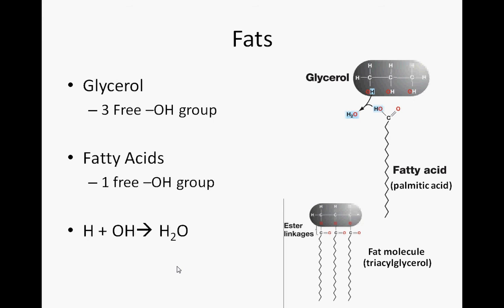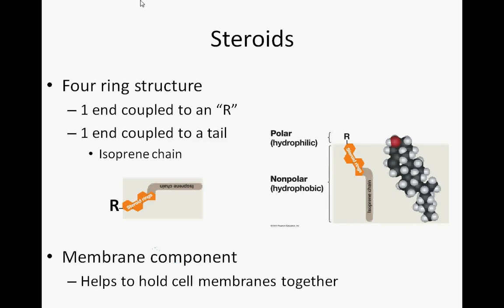Impress your friends. The next one that we're going to talk extremely briefly about is steroids. We have basically four hydrocarbon rings and a tail of something called isoprene, which we saw on the first slide. The reason I wanted to bring up steroids is not only because they tend to be important components of cell membranes that help hold them together. Cholesterol is a great example of a steroid molecule that's used to hold a membrane together, but also because of this.